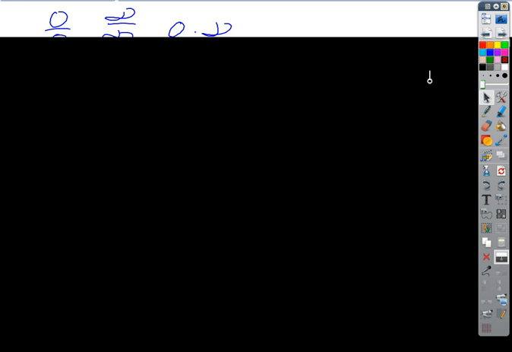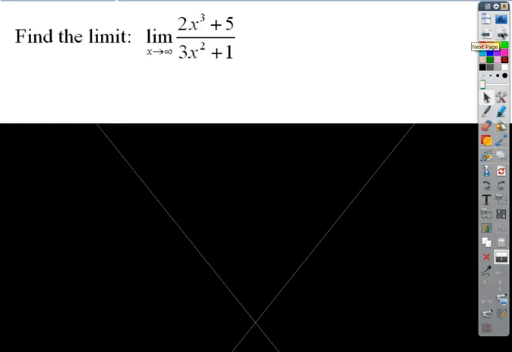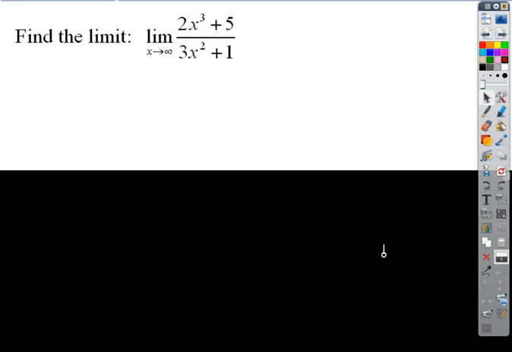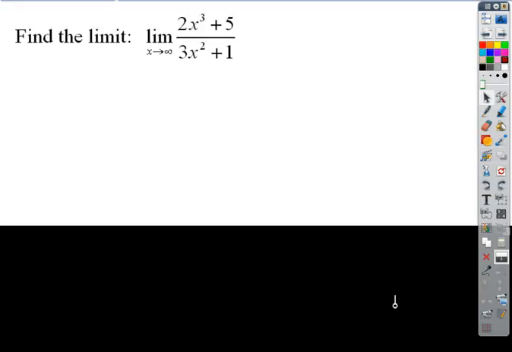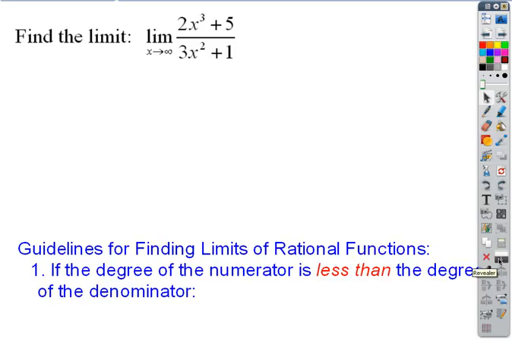Okay, last example. I guess I don't need this thing here, do I? No, let's get rid of it. Oh, yeah, I do. Oh no! No cheating, can't look ahead.